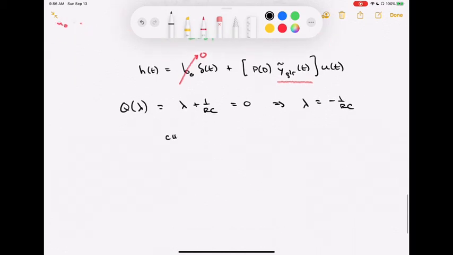Now I can find that the characteristic mode has some form C e to the lambda t, which in this case, maybe I should not call that C. I don't want to confuse that with the capacitor. So maybe I'll just call that K, K e to the lambda t. So I'm going to get here a K e to the minus t by RC. That's what my characteristic mode looks like, right? I need to find that coefficient K.